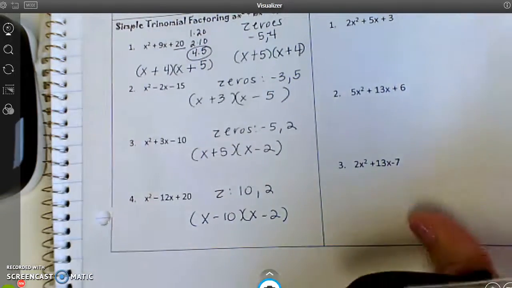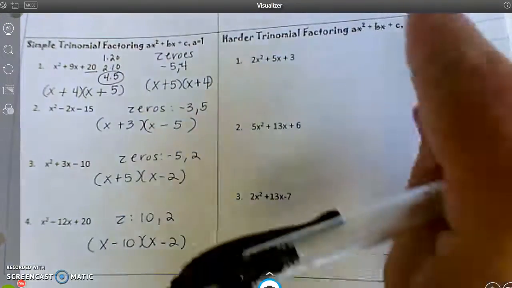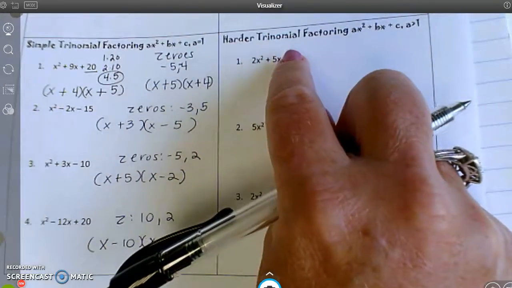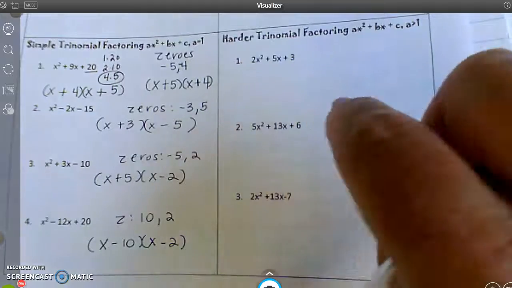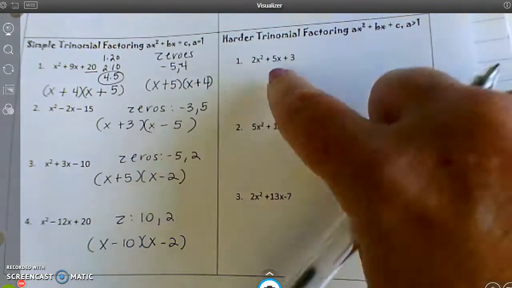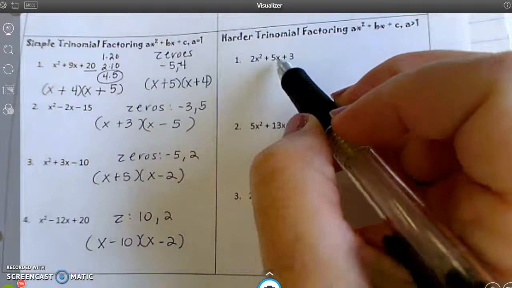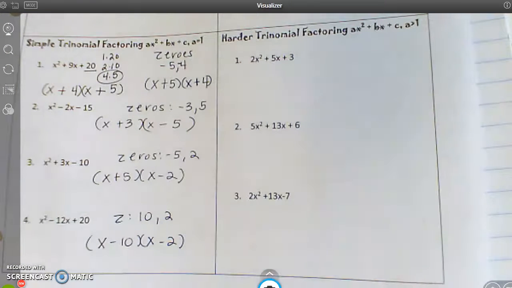Okay. Now I want to show you that this will work as well on the harder kind. Like I said, the harder kind, when you've done factoring before, you probably did some grouping and that kind of thing, and that totally works. But I want to show you how that works with the zeros as well, because I think it's important for you to go from the zeros to the factors. So we're going to go ahead and factor this one, 2x squared plus 5x plus 3.